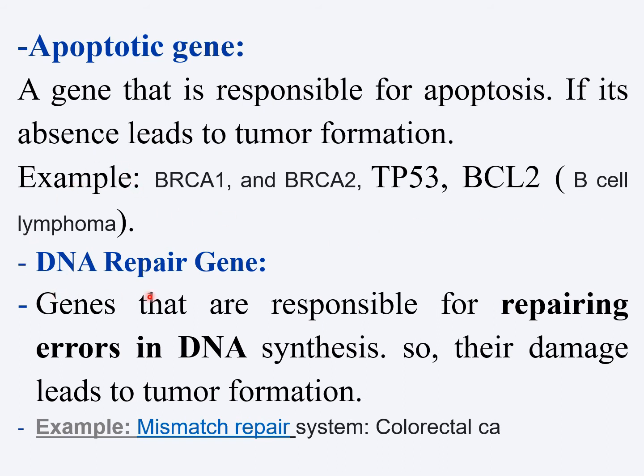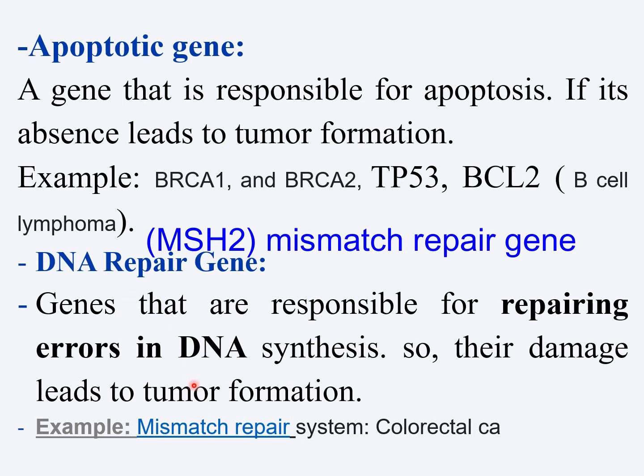The other one, the DNA repair gene, as its name says, is responsible for repairing any error in DNA synthesis. So when it's absent or mutated, there is no repair of the error, so most probably a tumor will form. Let us take one example of a DNA repair gene. It's called the mismatch repair system. This type of defect is found in colorectal cancer.